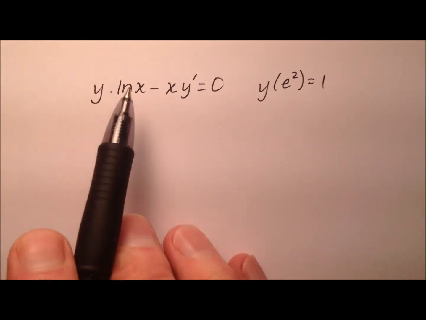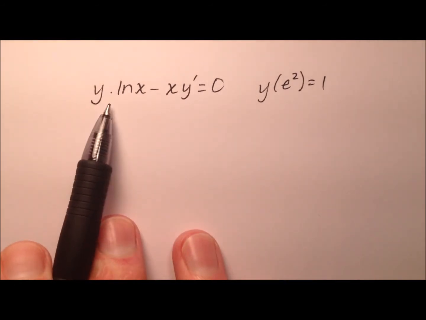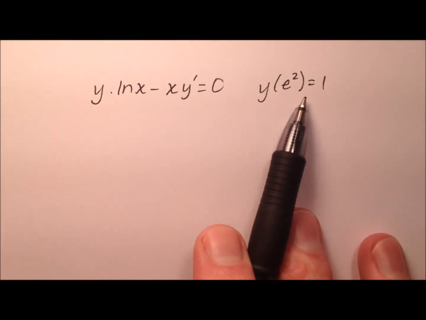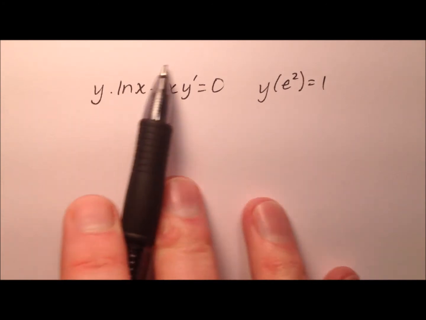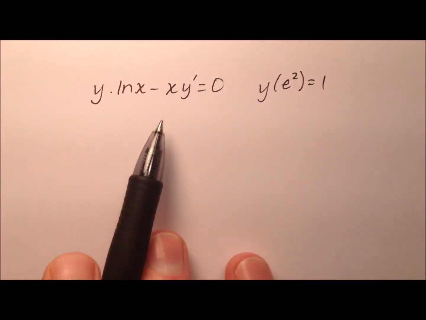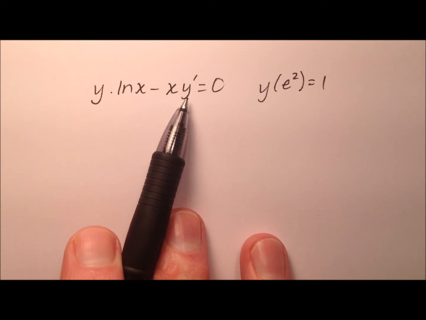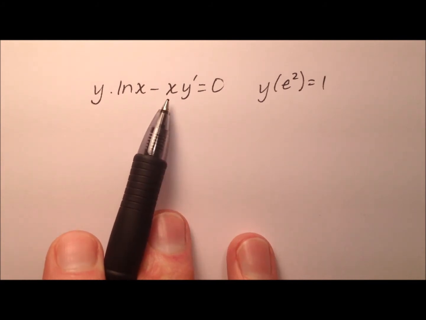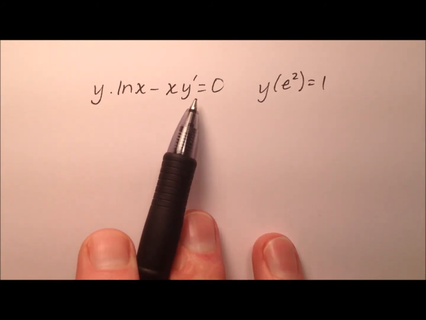In this example, we're going to solve this separable differential equation, and we can use our initial condition here in order to find its particular solution. Okay, well I know if it's separable, I need to get the x's with the dx on one side and the y's with the dy on the other side.